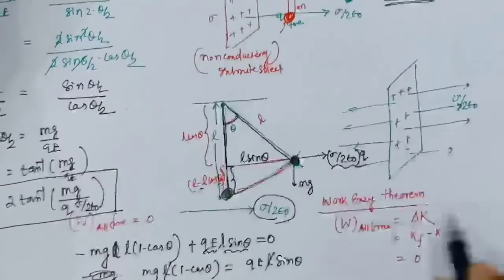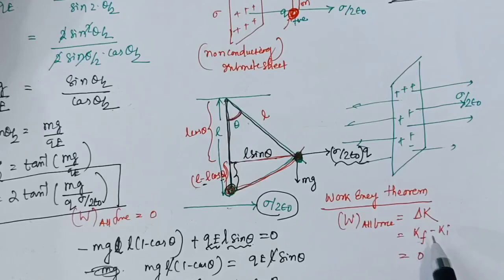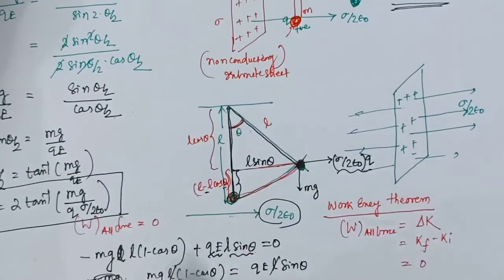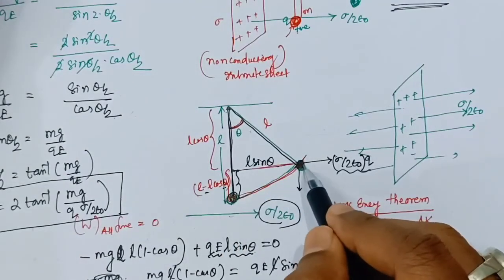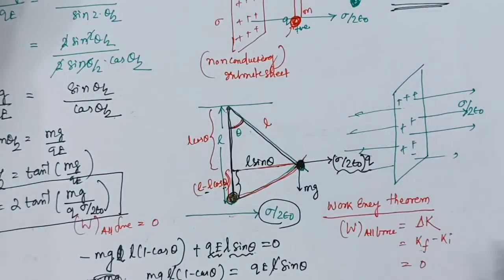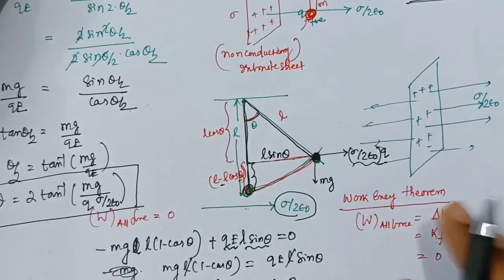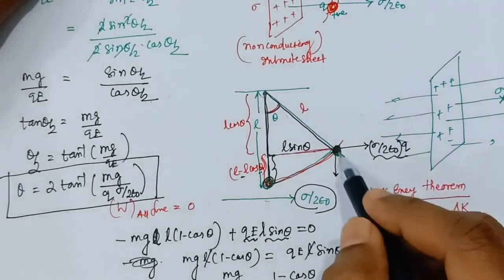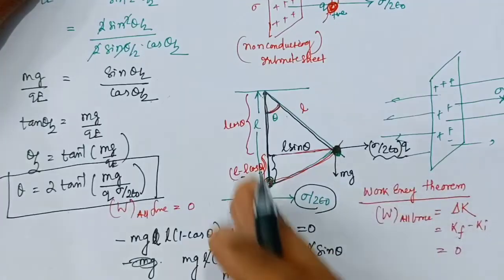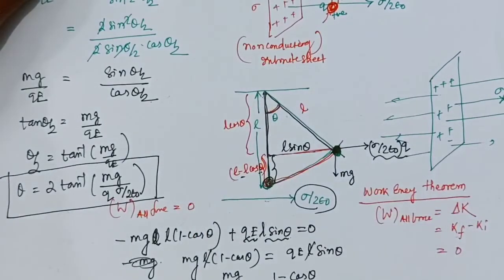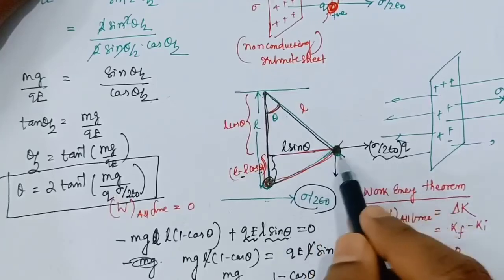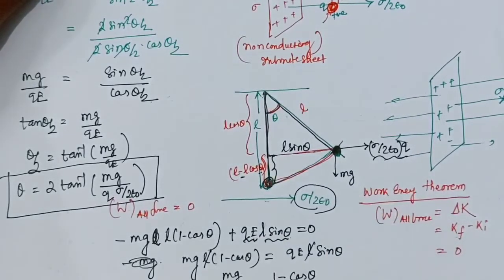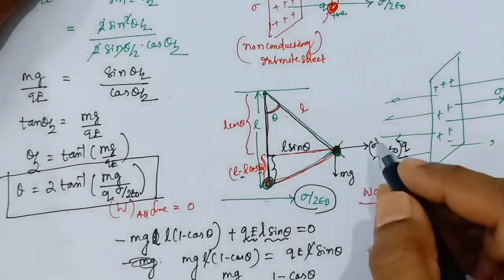I will use the concept of the work energy theorem, that work done by all forces equals change in kinetic energy, that is K final minus K initial. Initially the bob was at rest and it goes to maximum deflection, meaning the bob is at rest here, that's why the final kinetic energy is also 0. So the total change in kinetic energy is 0. Work done by all the forces: first, work done by gravity. mg is downward and it goes L minus L cos theta. And work done by electrostatic force is electric field into Q, that is force, and it displaces L sin theta.